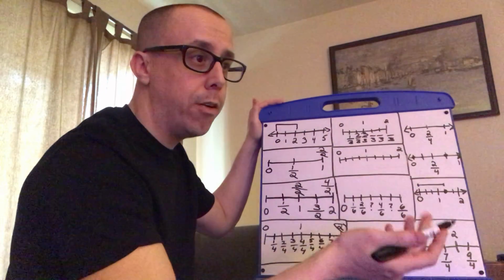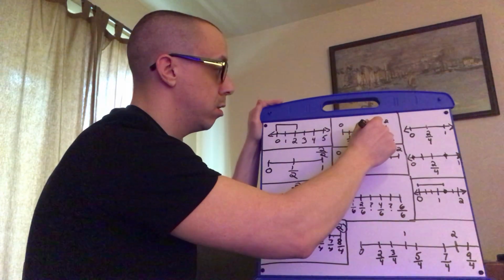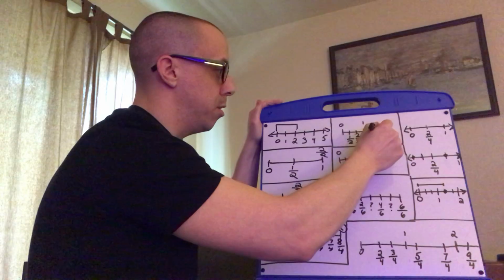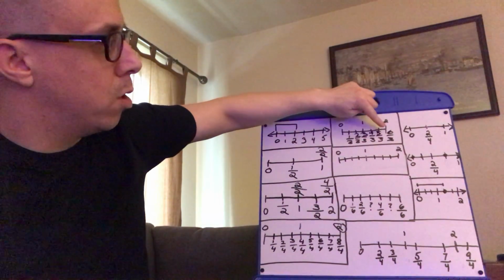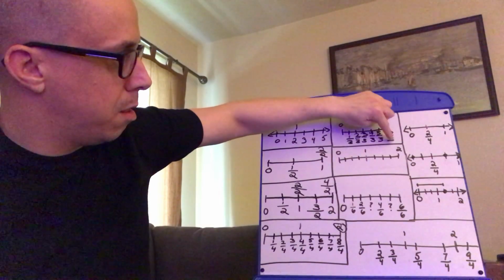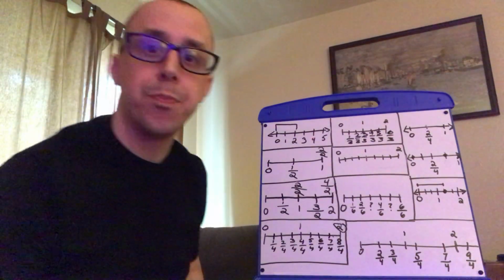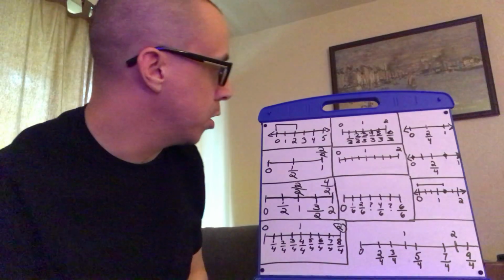Then we're just going to keep counting. 4/3, 5/3, and 6/3. And remember, 6 divided by 3 equals 2. That's just extra information I'm giving you for today.